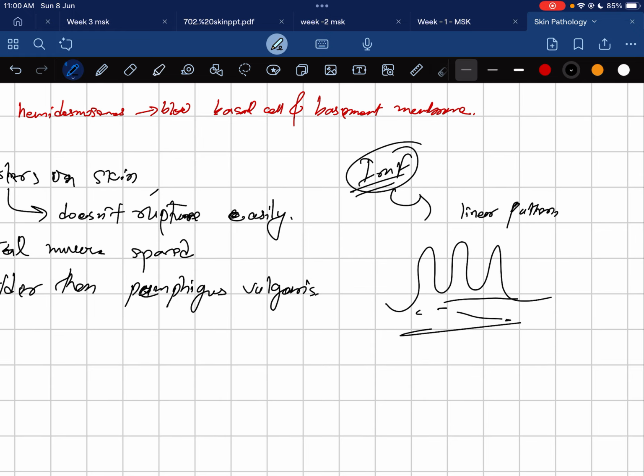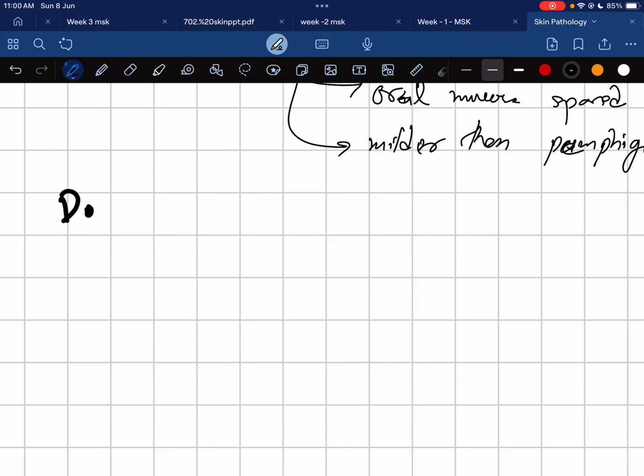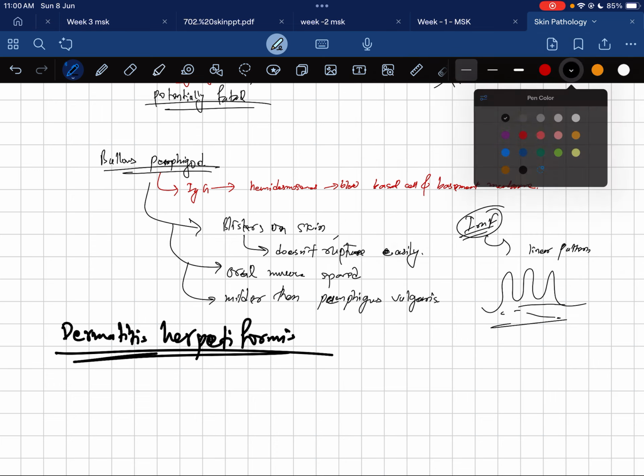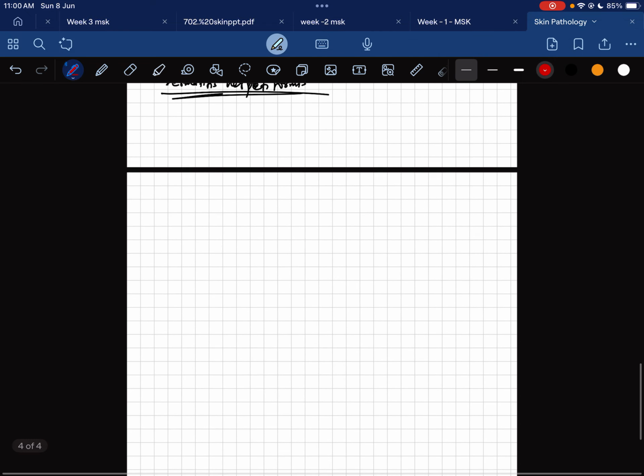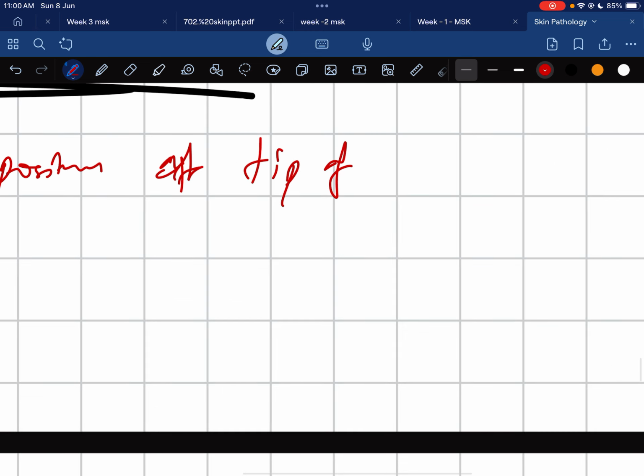Now we are moving on to dermatitis herpetiformis. Regarding dermatitis herpetiformis, the cause is IgA deposition at the tip of the dermal papillae.